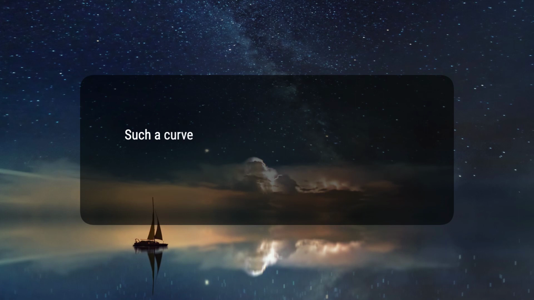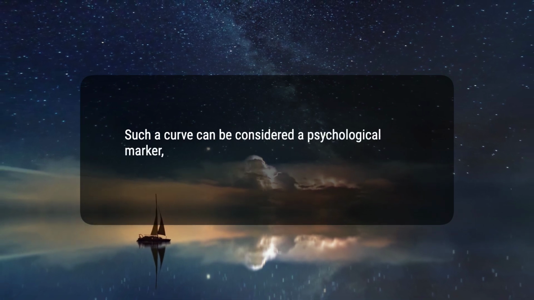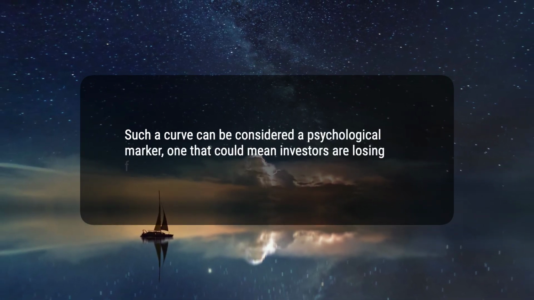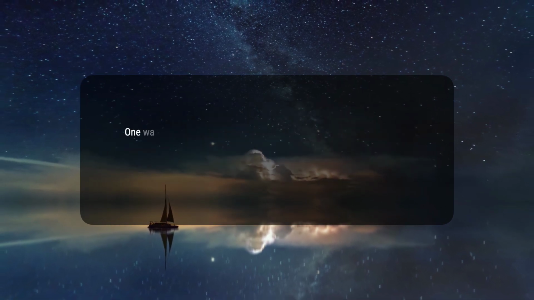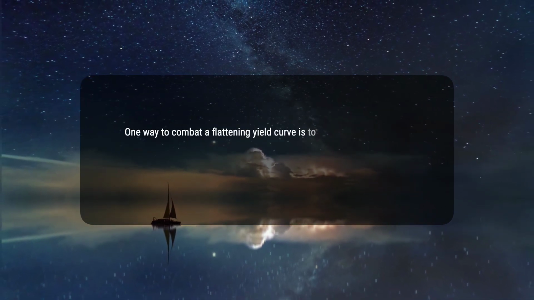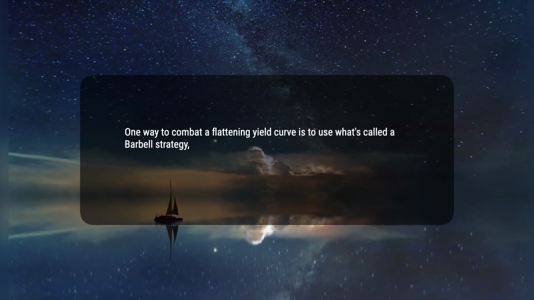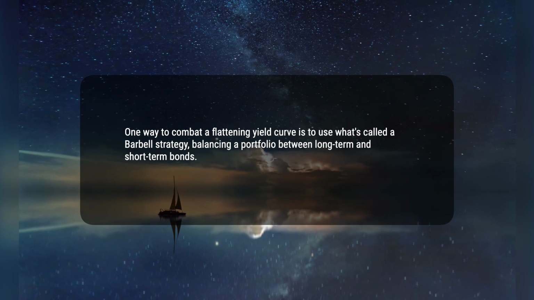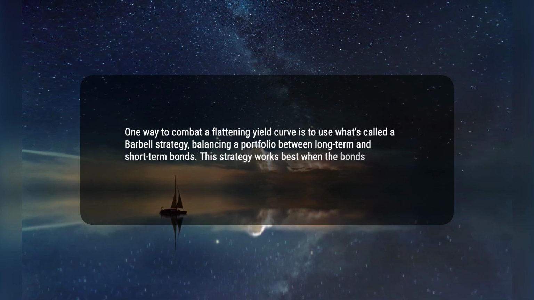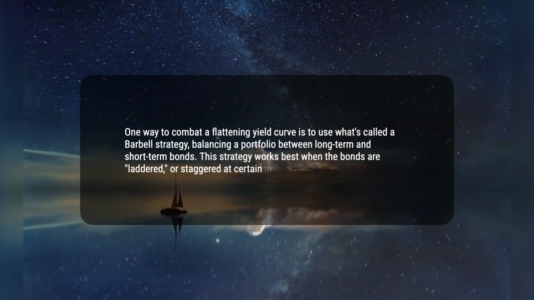2. Such a curve can be considered a psychological marker, one that could mean investors are losing faith in a long-term market's growth potential. 3. One way to combat a flattening yield curve is to use what's called a barbell strategy, balancing a portfolio between long-term and short-term bonds. This strategy works best when the bonds are laddered or staggered at certain intervals.